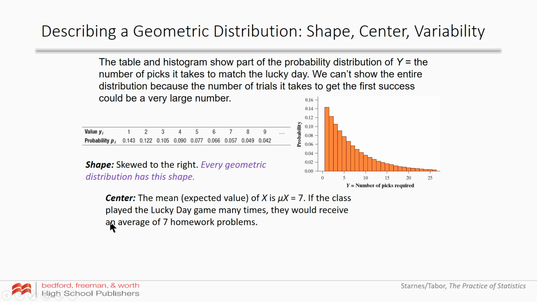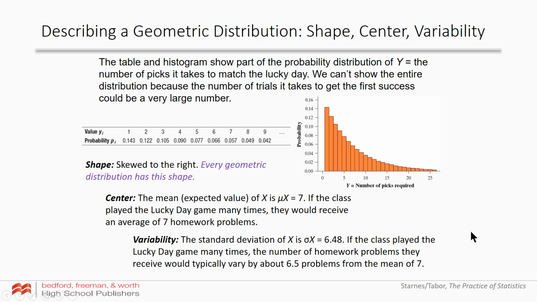If the class played the Lucky Ducky game many times, they would receive an average of 7 homework problems. And then the standard deviation, square root of 1 minus P divided by P, is 6.48. If the class played the Lucky Ducky game many times, the number of homework problems they receive would typically vary from the mean by about 6.5 problems.